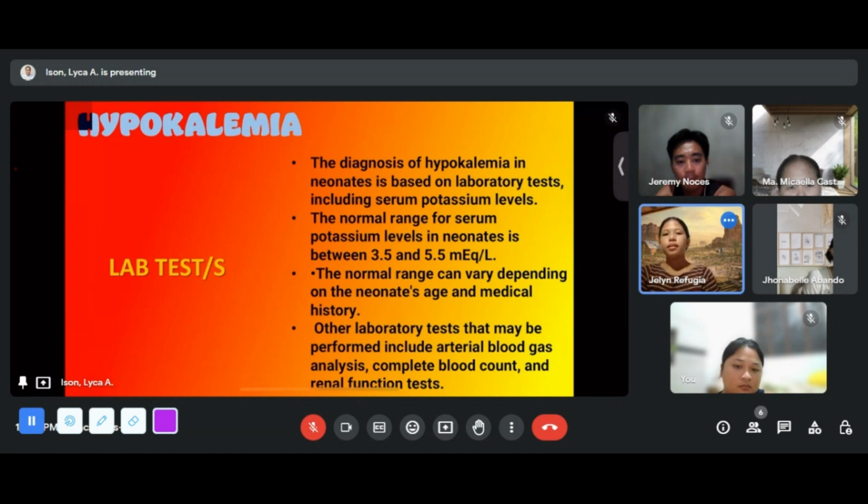So yung arterial blood gas analysis is a test to characterize the type of disorder, quantify the magnitude, and assess the nature and extent of compensation. So, what are the nursing interventions naman for hypokalemia? Next slide.